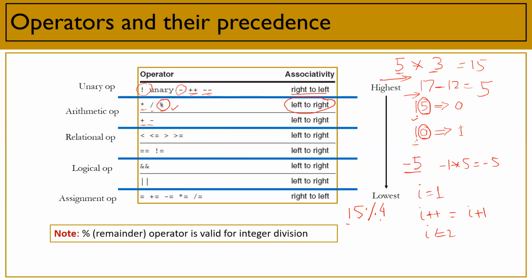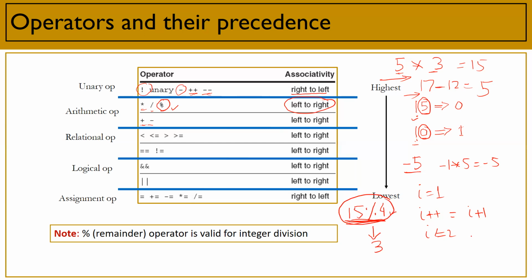This operator will give you the value. And what is that value? The value is the remainder you get when 15 is divided by 4. If you divide 15 by 4, the remainder is 3, so the outcome of this operation will be 3.